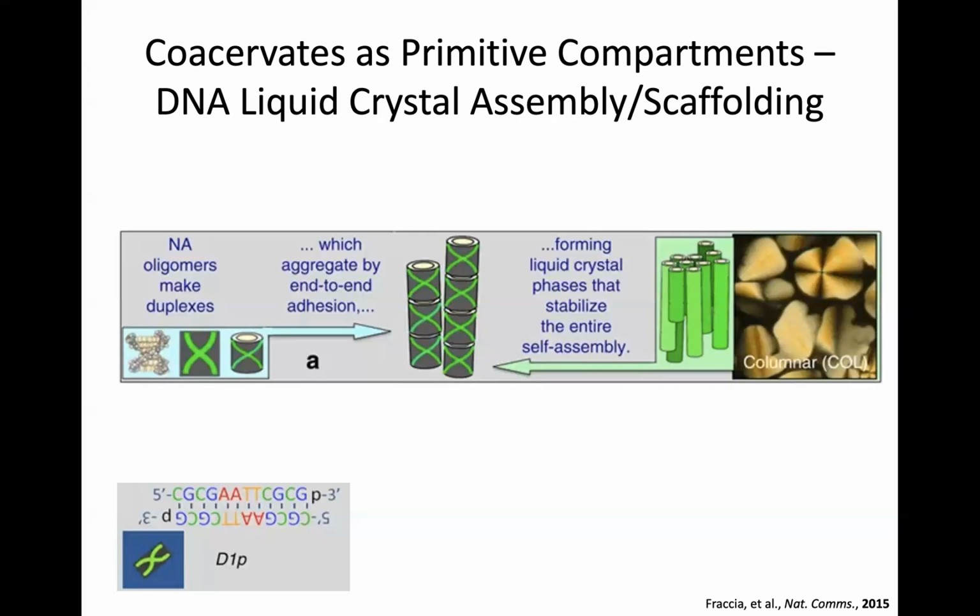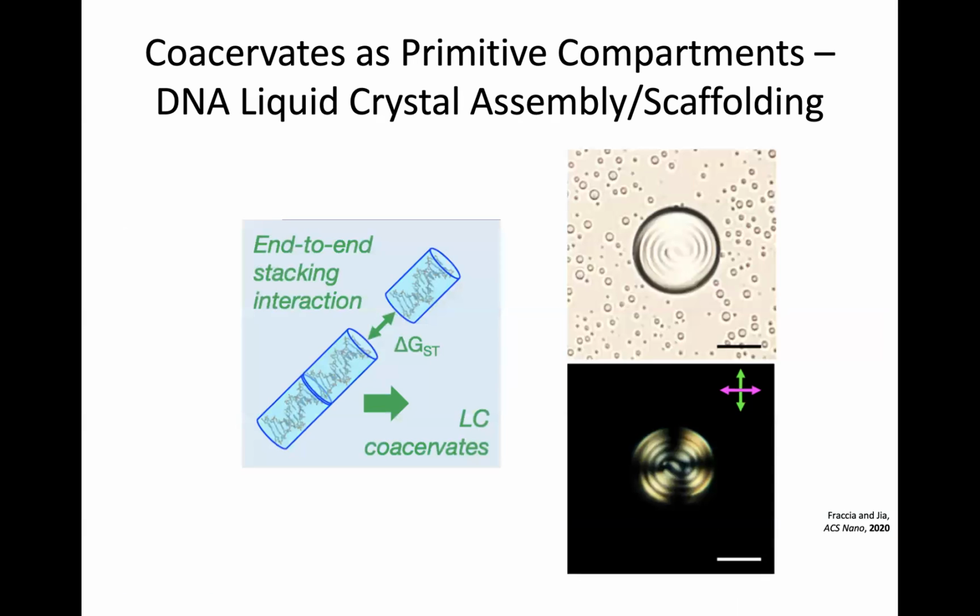First of all, we tested many conditions combining these DNA duplexes with polylysine. This is fairly long, polydispersed polylysine. We found a condition where the liquid crystal structure and the coacervate droplet co-localize. On the top is a standard bright field microscope image. On the bottom is a polarization microscope image showing the typical fingerprint structure of a liquid crystal.